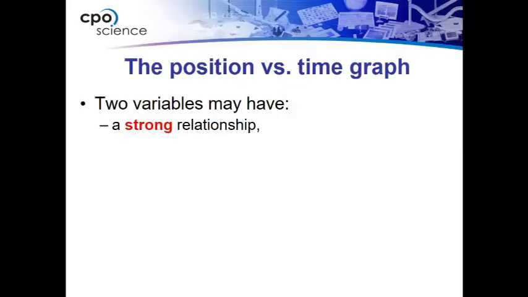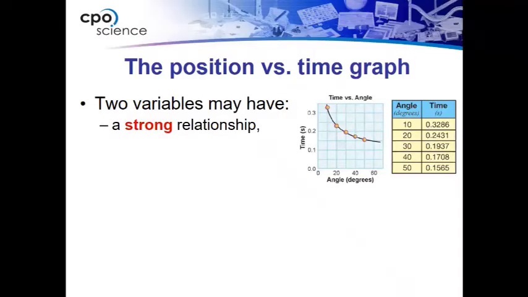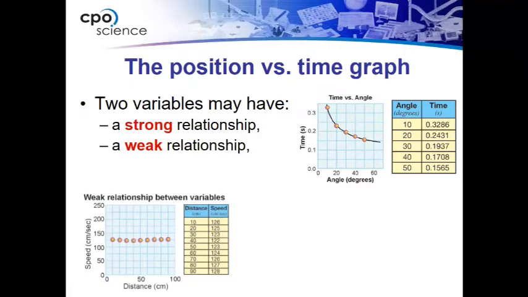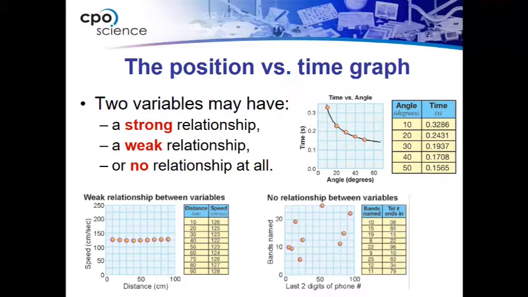two variables may have a strong relationship. So ito po yung graph of a variable having a strong relationship, shown here. Weak relationship. Ito naman yung graph ng weak relationship. Or no relationship at all. Ayan po. Parang relasyon lang.